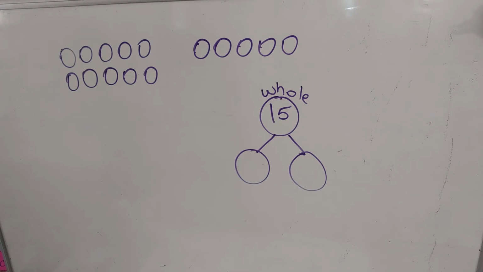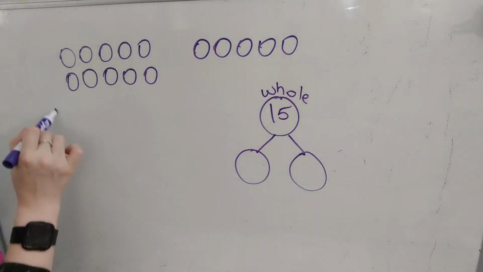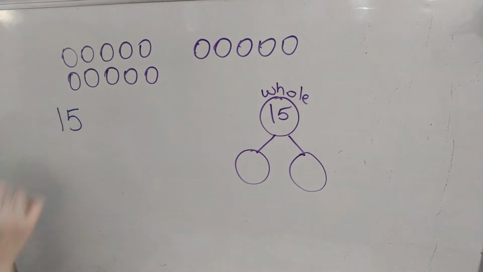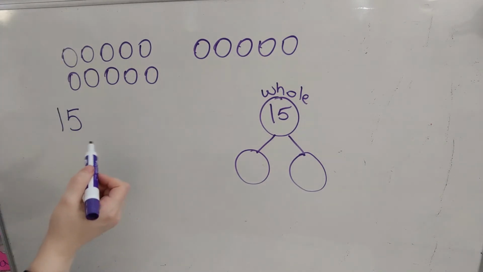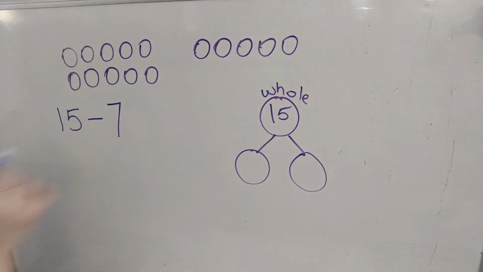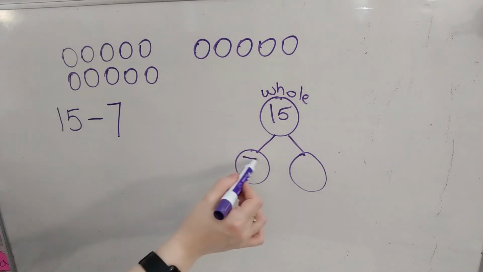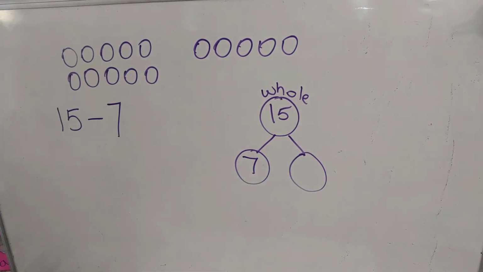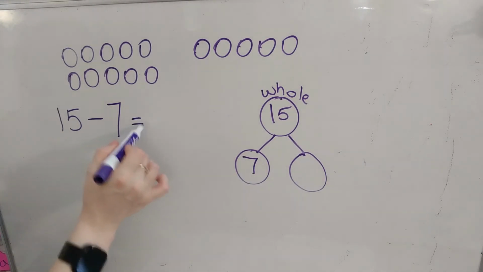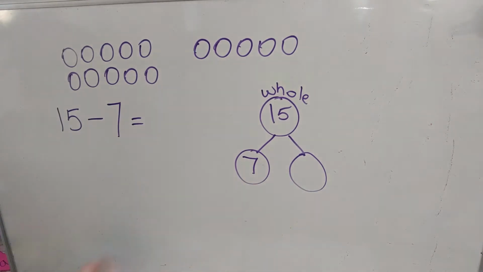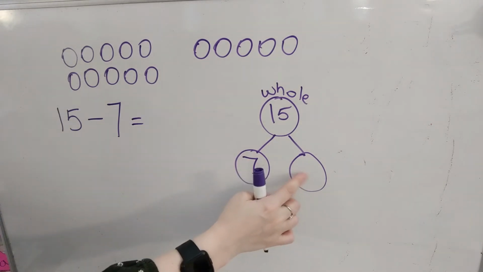If 7 balloons fly away, so we have 15 balloons, some are going to fly away. That means we're going to take them away, right? So I'm going to write a minus to show that they're going to fly away. How many are flying away? 7. I'm going to show 7 is the part of the story that's going to fly away. I'm wondering, what is the other part? The question says, how many balloons will be left? If these flew away, how many are left?